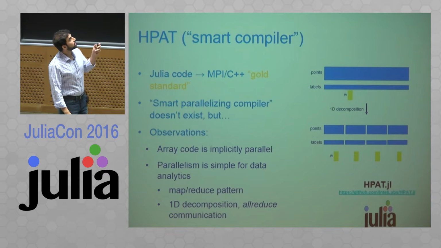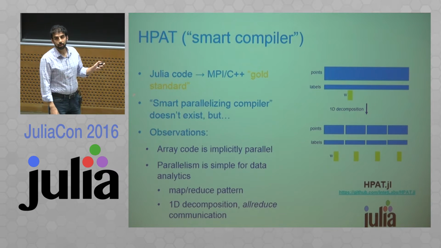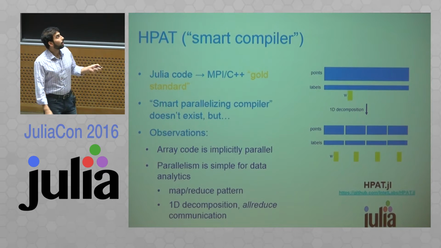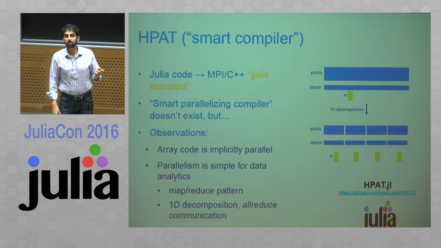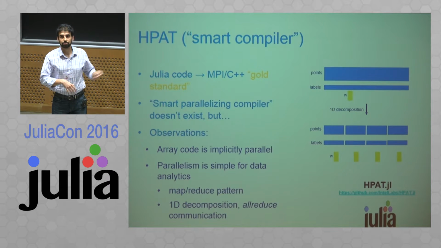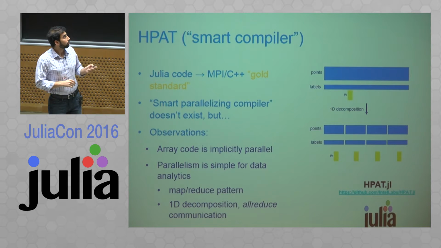So our approach is HPAT. What if we could convert that Julia code to MPI C++ or something equivalent to it, hopefully just Julia at some point, automatically? Three decades of computer science research shows that parallelizing compilers, a compiler that would take any program and parallelize it, just don't exist. It's not practical to do that. But in this case, we can do something.